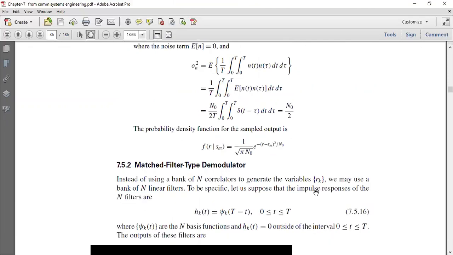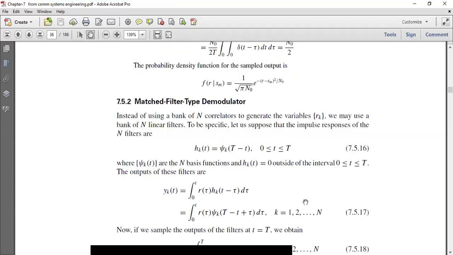Now we move to the second type of demodulator, which is called the matched filter type demodulator. So matched filtering type demodulator.